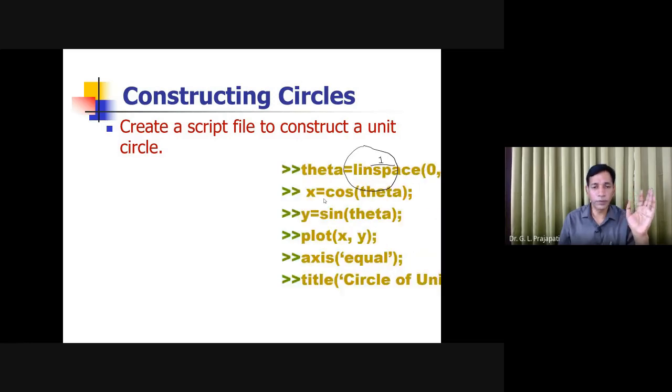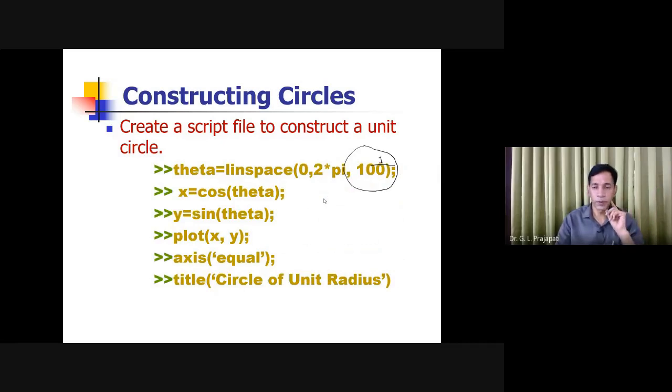So if you write the script, you can write it like this. You can enter the commands one by one in the command prompt, or you can write the script file. So theta, you can see here, theta is linspace(0, 2*pi, 100). This is a new function for you. You have linspace; this is the new one, and it means linear spacing.